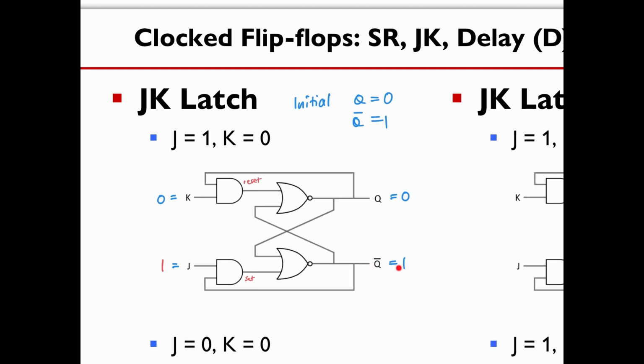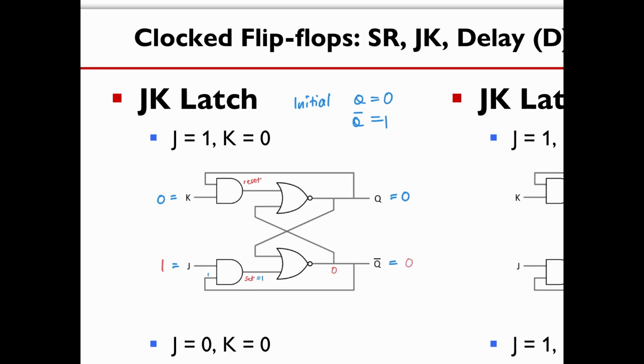Right, so when Q bar is equal to 1, let's take a look here. Then I'm going to feed back a 1 here, and now set will be equal to 1. Now at the moment when set becomes a 1, we know a NOR gate's output will become 0 the moment any of its inputs is a 1. So at the moment when set becomes a 1, the output here changes to a 0, which means my Q bar will become a 0.